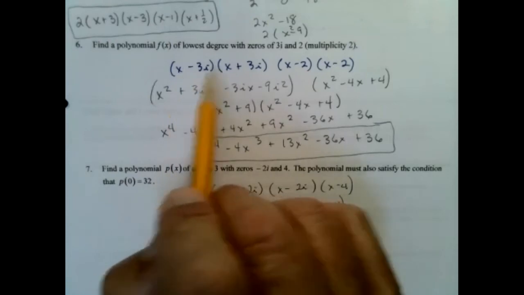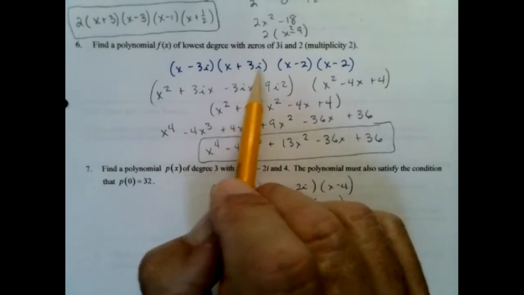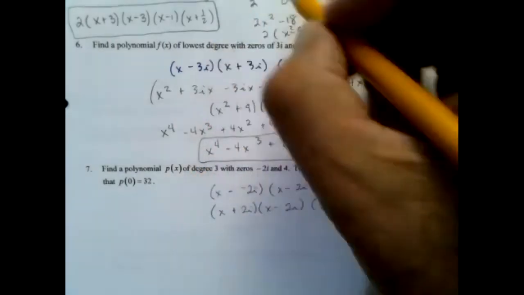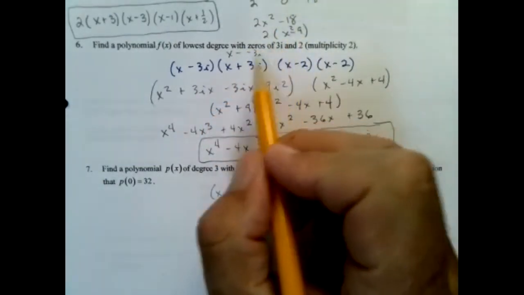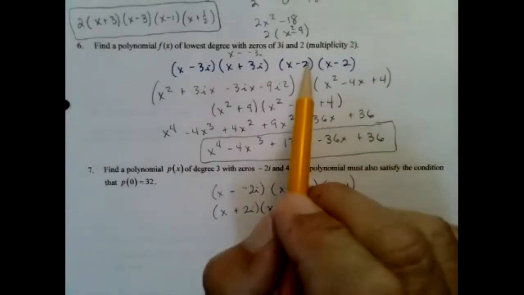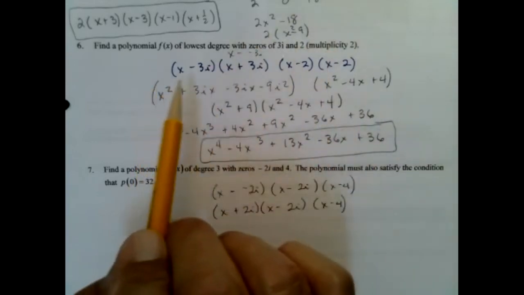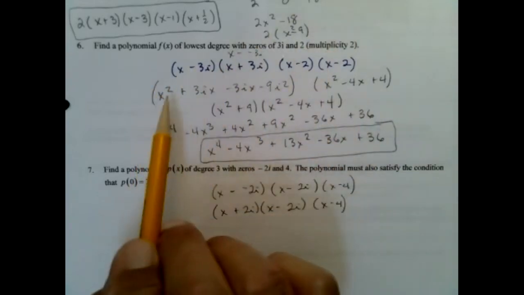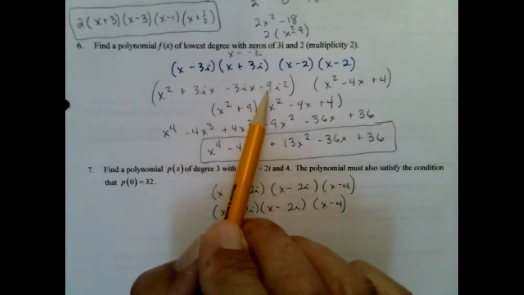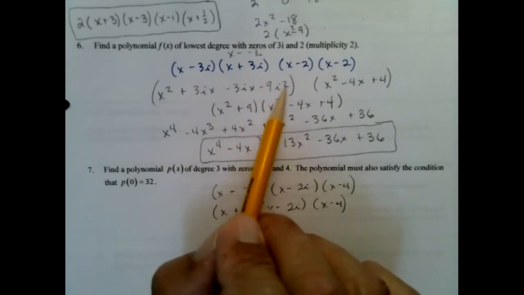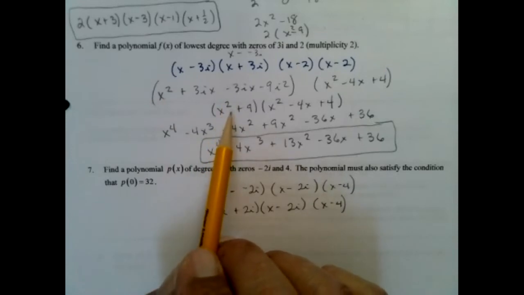3x minus 3i, boom. X minus negative 3i becomes x plus 3i. Again, this was x minus negative 3i, because if 3i is a root, negative 3i is a root. X minus 2 with multiplicity of 2. Multiplying these first two together, I double distribute. X squared plus 3ix minus 3ix minus 9i squared, which I know becomes a plus 9. These two cancel, so this just gives me x squared plus 9.